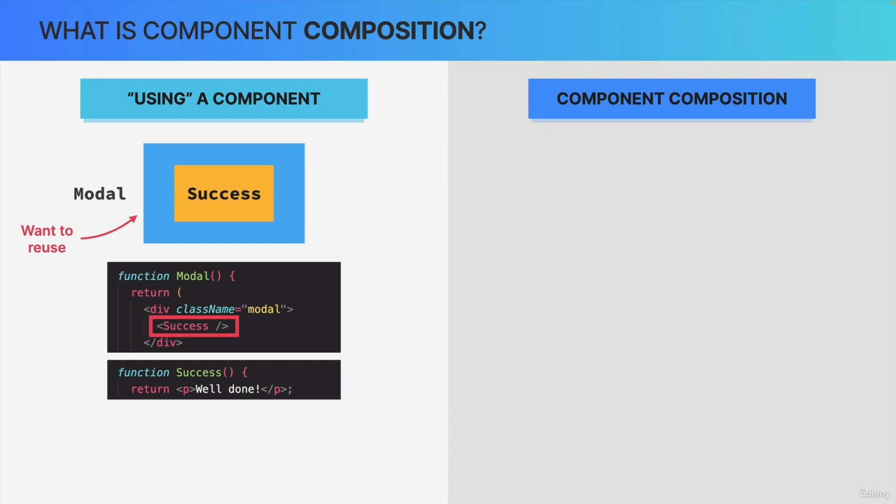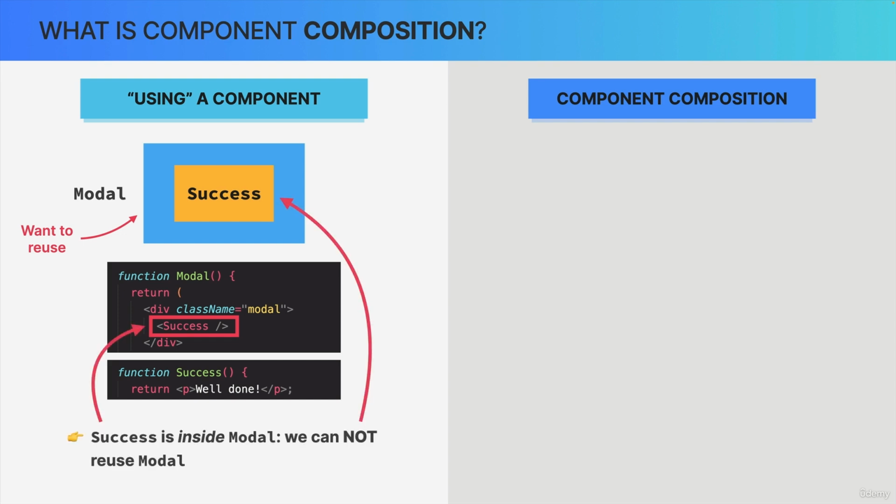That's because right now, the success component really is inside of modal. They are deeply linked together in the JSX right now. And therefore, we cannot reuse this modal component to display some other message inside of it. For example, an error message. But as you can imagine, in order to solve this, we now bring in the technique of component composition, where we can compose the modal and success components together.